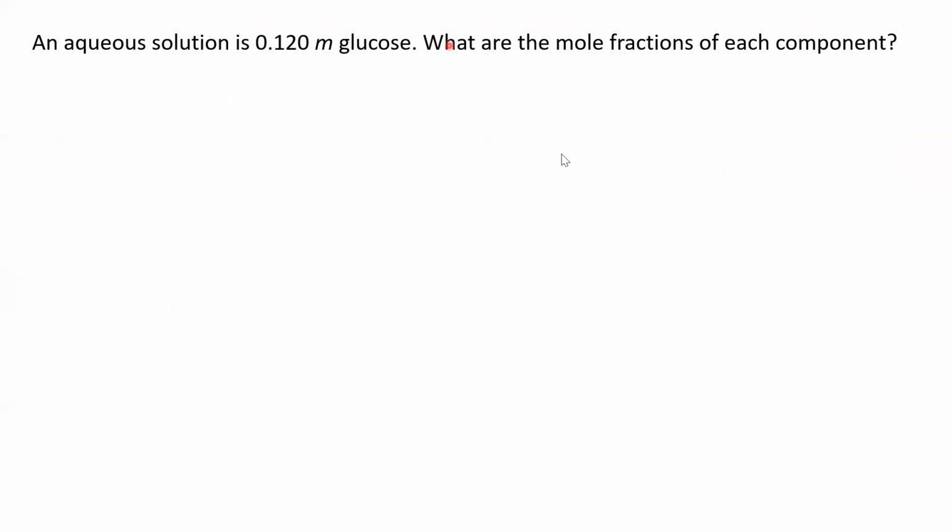Okay. This time, it tells us that we have an aqueous solution. Okay. Actually, for this question, it doesn't really matter what it is. It says it's glucose. We have an aqueous solution that's 0.120 molal glucose. We want to calculate the mole fraction of each component. Now, unless it states otherwise, the solvent is water. Okay. And it's going to be few and far between that you would see a question that has anything other than water as the solvent.